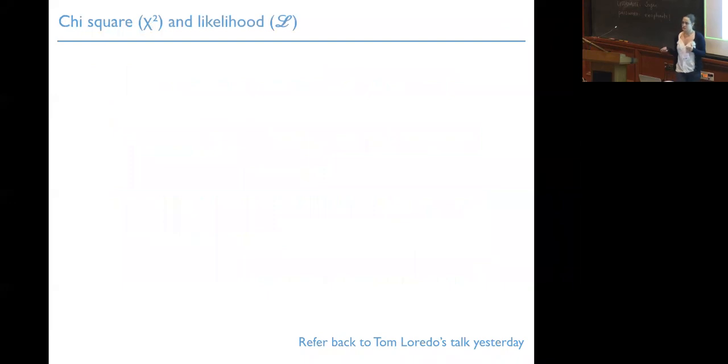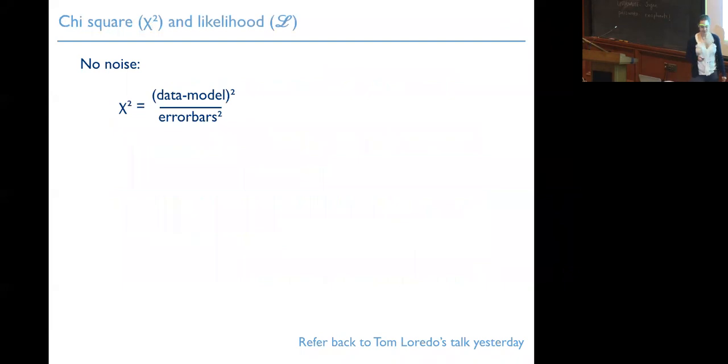Tom Loredo talked about this yesterday, so I'm just going to glaze over it briefly. Basically, if you have no noise, you can write out a chi-square, which is a goodness of fit. You want to minimize your chi-square to get your best fit. And the chi-square looks like data minus model, squared, divided by error bar squared. That's what we saw yesterday.